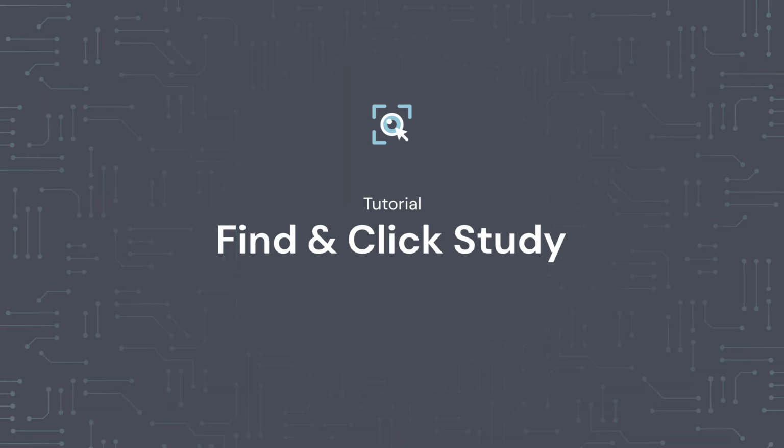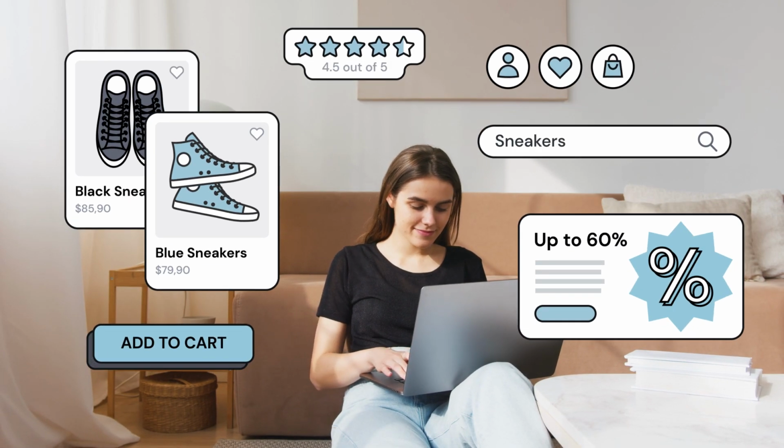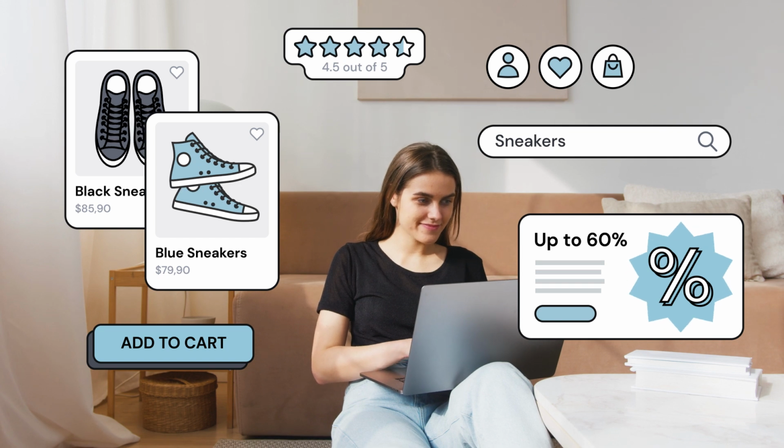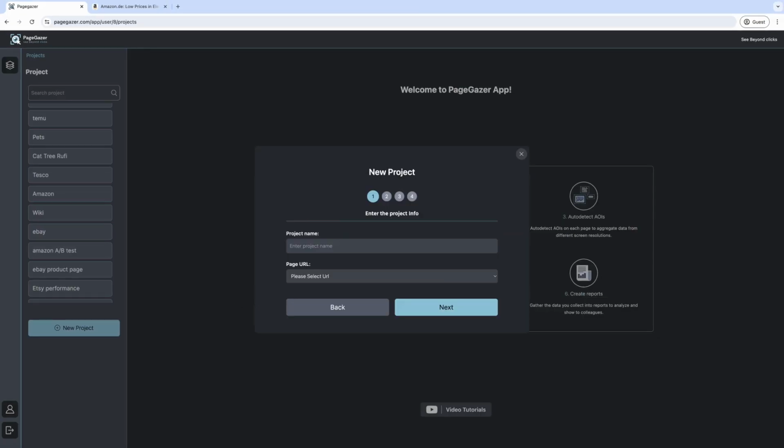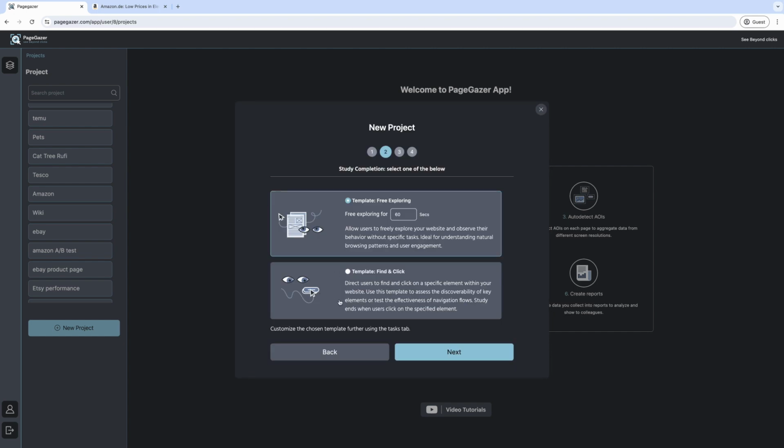How can you create a find and click study with PageGazer? In order to assess the discoverability of key elements or test the effectiveness of your navigation menus, start by creating a new project using a template. Simply name your project and paste the URL of the page you want to test. Choose the Find and Click template.